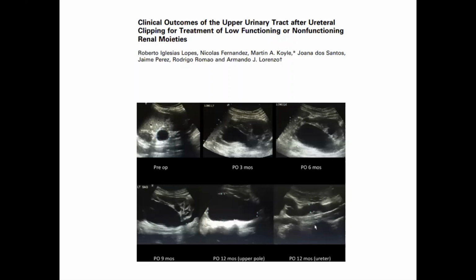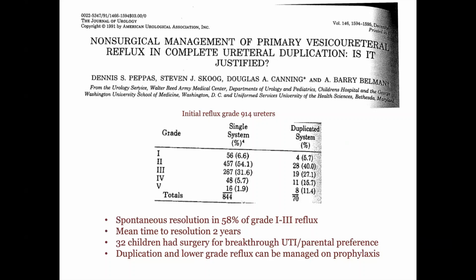But I think if they're an older patient presenting with just incontinence and that's never had a UTI, that maybe this is a reasonable thing to consider. Next slide. So lastly, we're going to talk about duplicated systems and reflux.